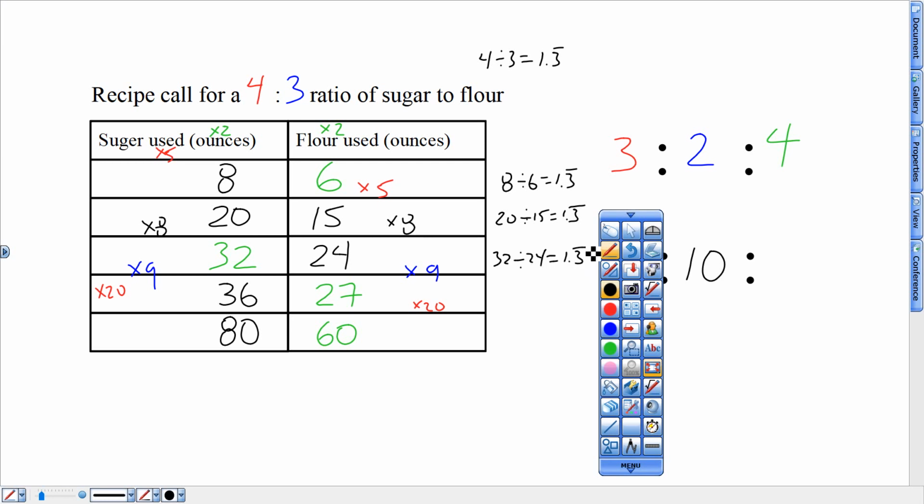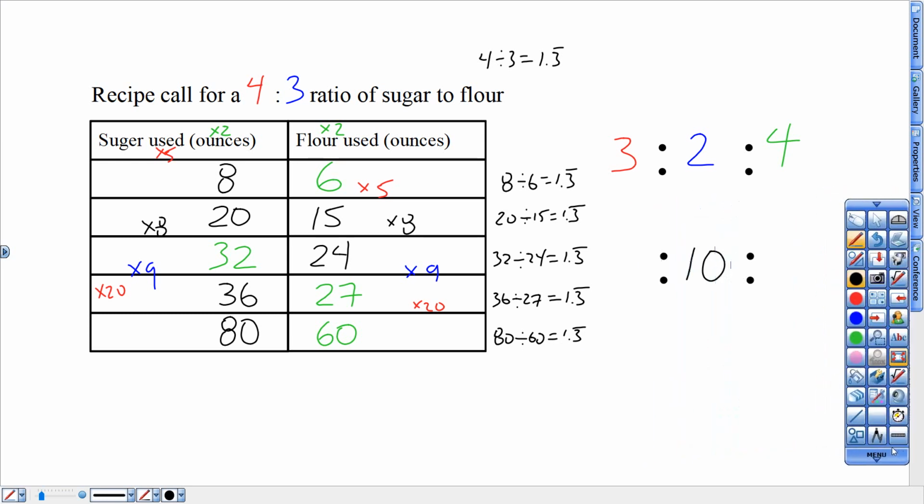Again, because I'm timesing always by the master ratio. 36 divided by 27 gives me 1.3, repeating. And of course, 80 divided by 60, finding that value, 1.3. They're all the same. They are equivalent. Second word is Montana. Montana.